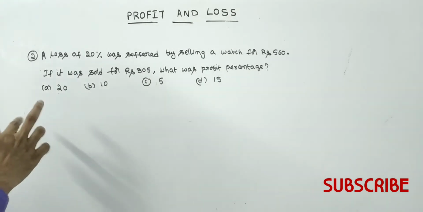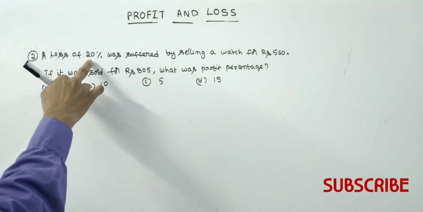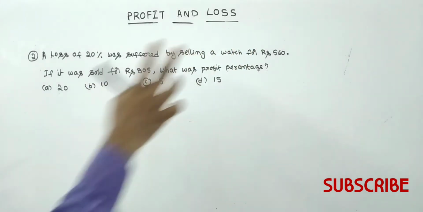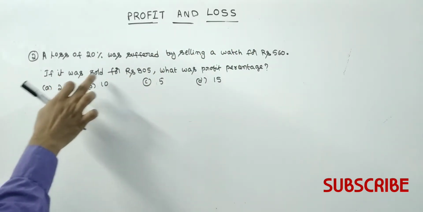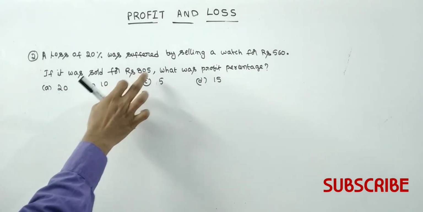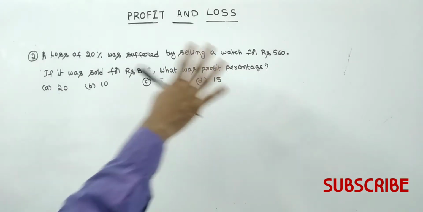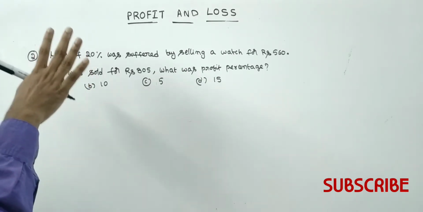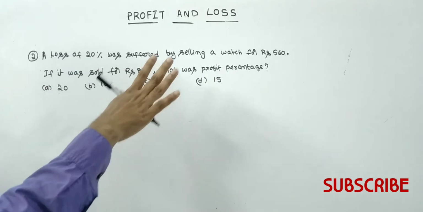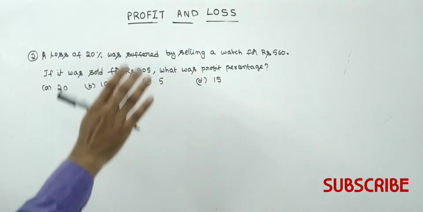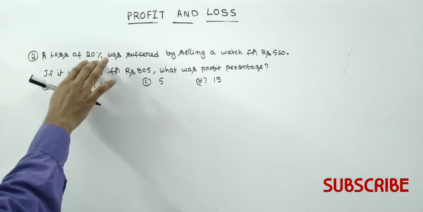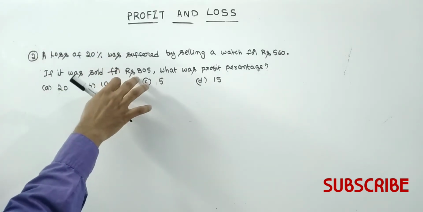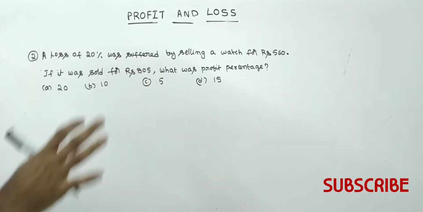See friends, second problem. A loss of 20% was suffered by selling a watch for rupees 560. If it was sold for rupees 805, what was the profit percentage? See friends, what he has given? He has given that a watch sold for 560 rupees, then he got the 20% loss. If suppose he sold it for rupees 805, then he is asking the profit percentage.